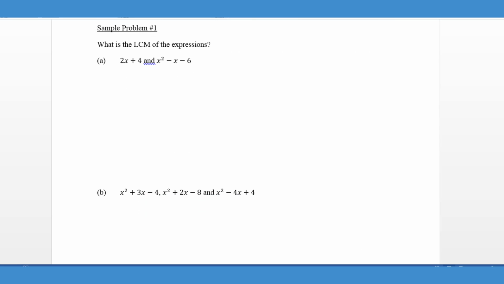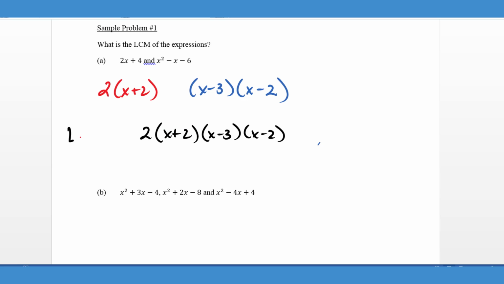We'll start here with a simple factoring of each one of these. So that gives me 2x plus 4, and then the other factors. Okay, and so for our common multiples, since there's nothing exactly the same between these two, we have to use everything as a common multiple. And so basically our answer would be all of these factors together would represent our least common multiple. So let's take a look at the next one.